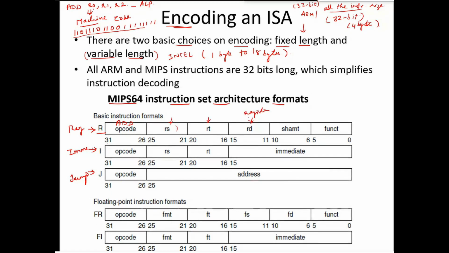As we have seen here, these are all the registers. And the shamt field is the shift amount. You know the shift amount, right? You come across an example like this: add R0, R1, R2, and we need to shift it by 3 times. So this is how many times we are going to shift, and what is the shift function we are going to do.